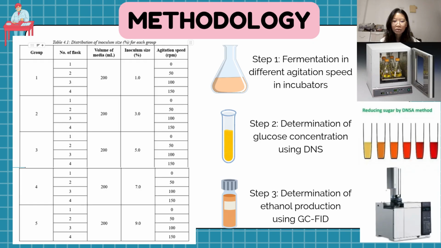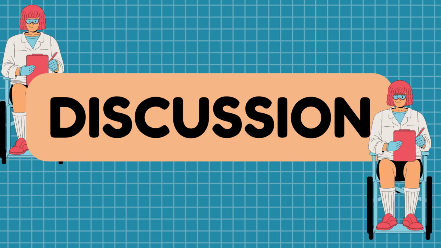In step three, we did the ethanol concentration calculation. We filled our sample into a glass vial and sent it to the lab, to the GC machine, in order to measure whether the sample produced any ethanol throughout the process. After a few days, we obtained our results through the gas chromatography machine. So that is all for our methods for this experiment.